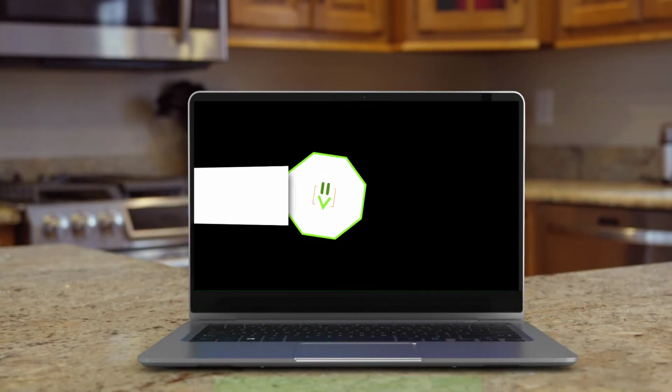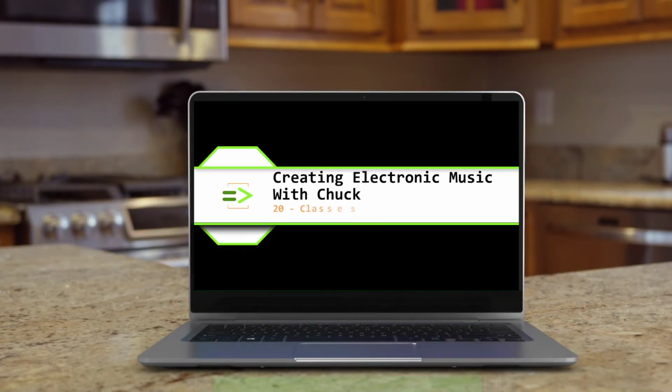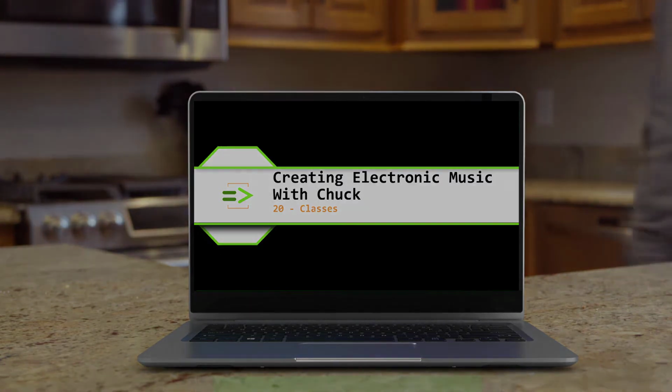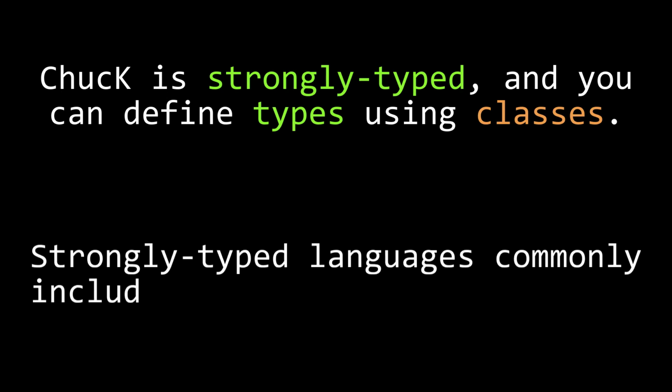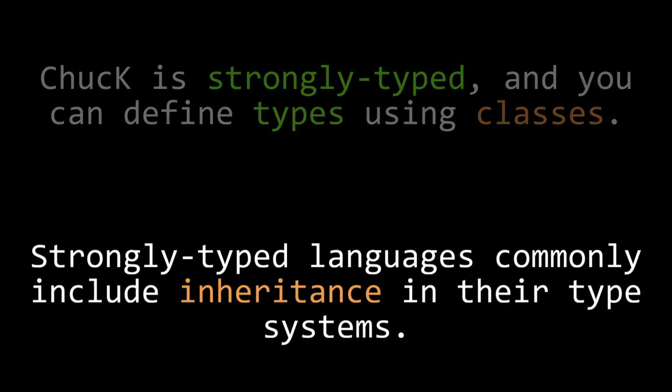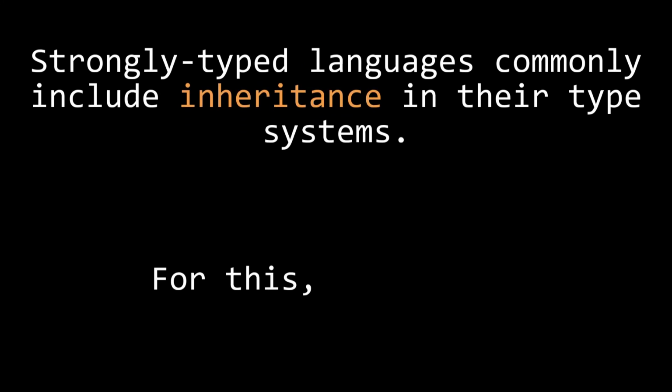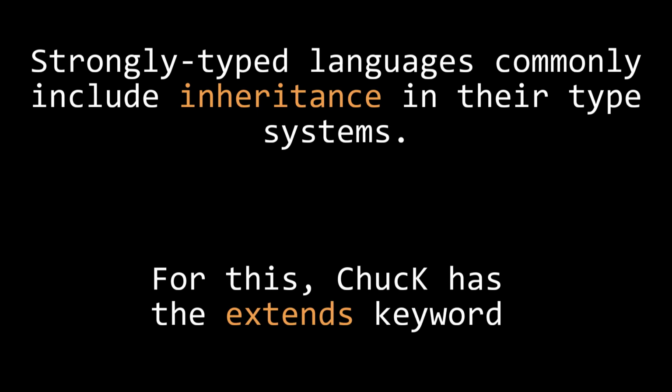In video 20, we talked about classes, which are a way to make reusable blueprints for objects that you want to make in your code. As we've said before, ChucK is a strongly typed language, which means that all objects have types, and you can use classes to define those types. Another common feature of strongly typed languages is called inheritance, and ChucK is no different. ChucK uses what's called the extends keyword to create subclasses. Let's see how that works.